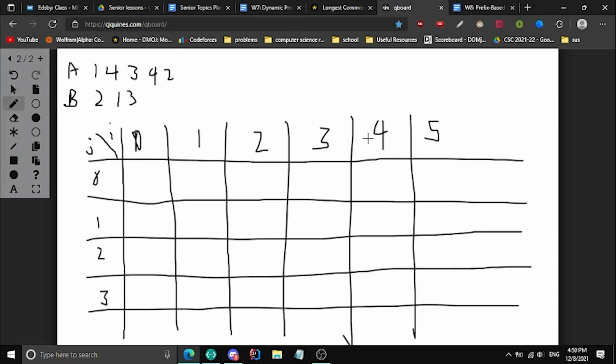And so let's just visualize our table this way. If you have an empty string with anything else, the longest common subsequence is going to be of length 0, because in one of your sequences you have no letters or no elements. So trivially, all of these with a 0 as its column or row are going to be 0.